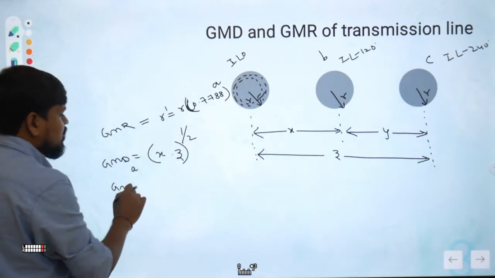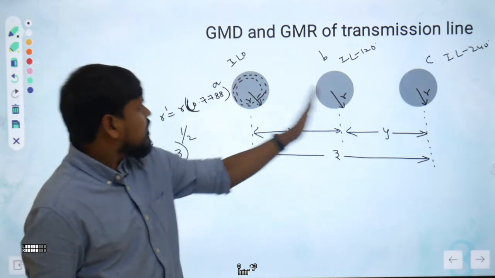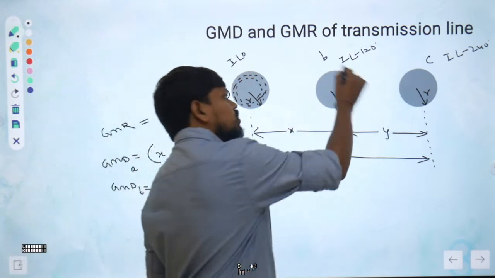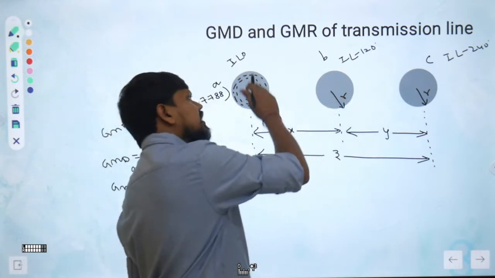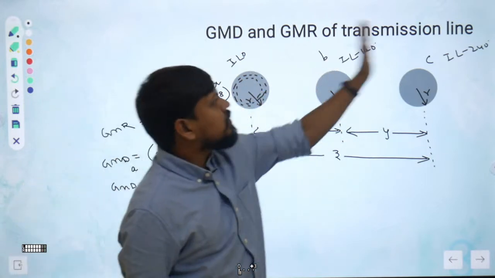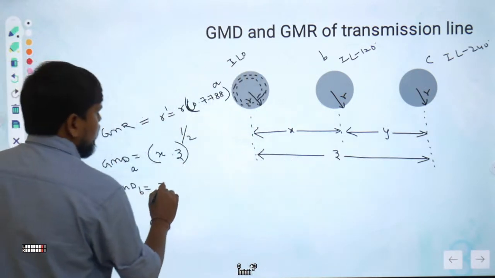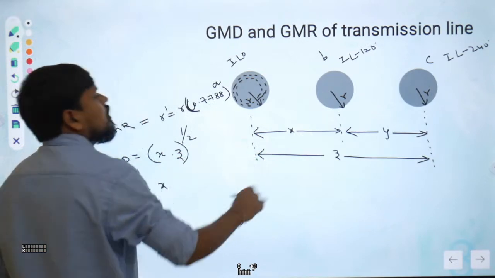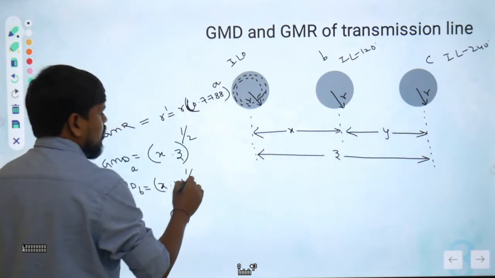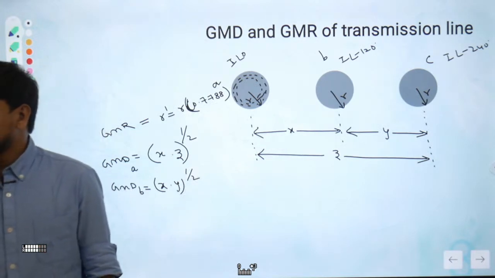Now similarly, GMD of B, for the B phase. You just calculate from here to here, what is the distance? X, because the mutual linkage of B phase will link with A phase definitely, and the mutual linkage of B phase may link with C phase also. So X is the distance from here to here, Y is the distance from here to here, X into Y whole power 1 by 2.